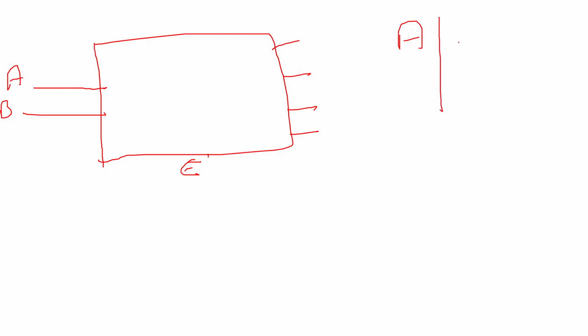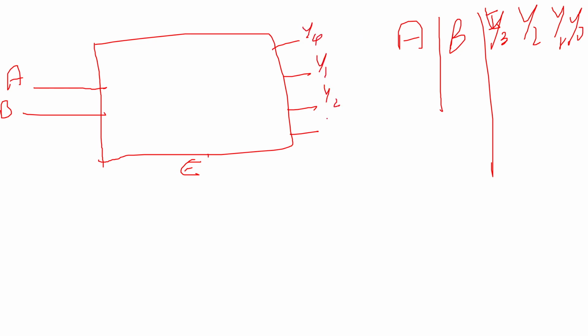So if we have a decoder, we will have input lines. Let's construct a 2x4 decoder. Here we have 2 input lines and enable is high. Let's just consider enable is high for a moment, and we have 4 output lines. This is A and B. I'll draw the truth table like this: A, B, and 4 output lines, Y3, Y2, Y1, and Y0.